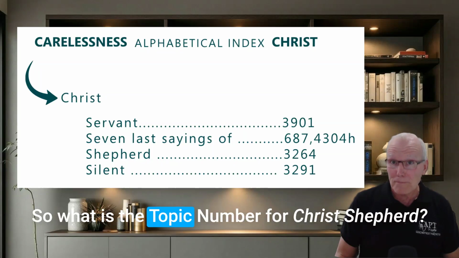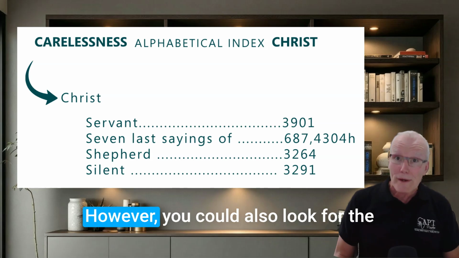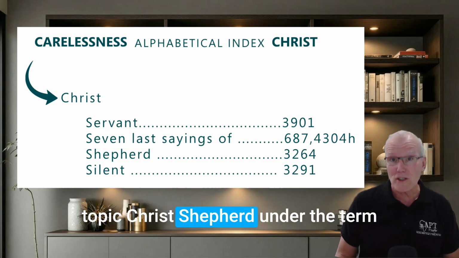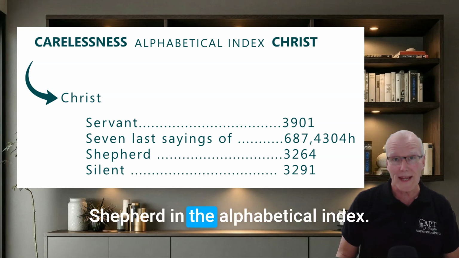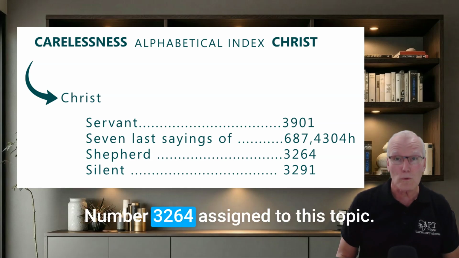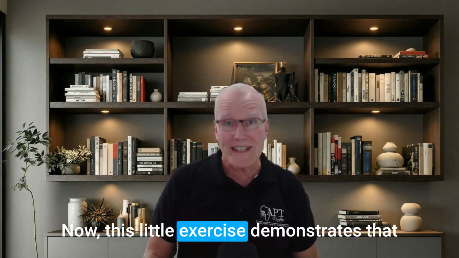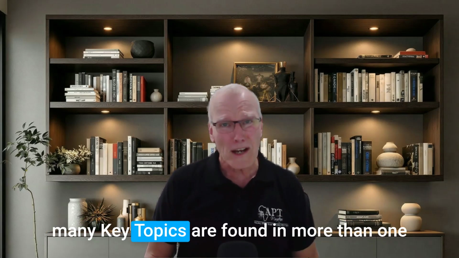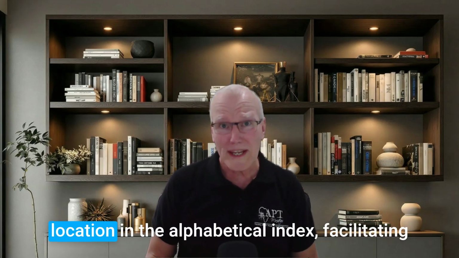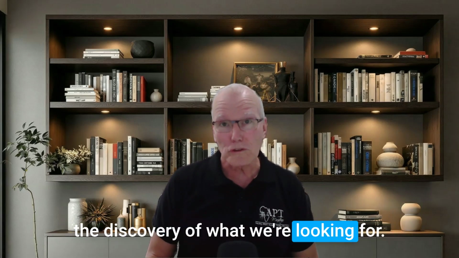So what is the topic number for Christ Shepherd? That's right, 3264. However, you could also look for the topic Christ Shepherd under the term shepherd in the alphabetical index. Doing this, you would also find the topic number 3264 assigned to this topic. Now, this little exercise demonstrates that many key topics are found in more than one location in the alphabetical index, facilitating the discovery of what we're looking for.